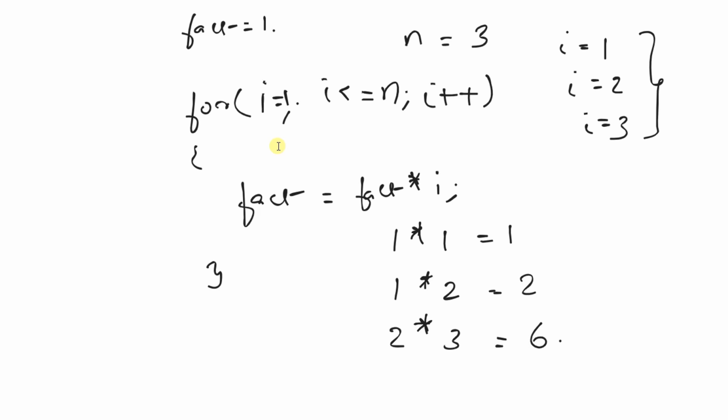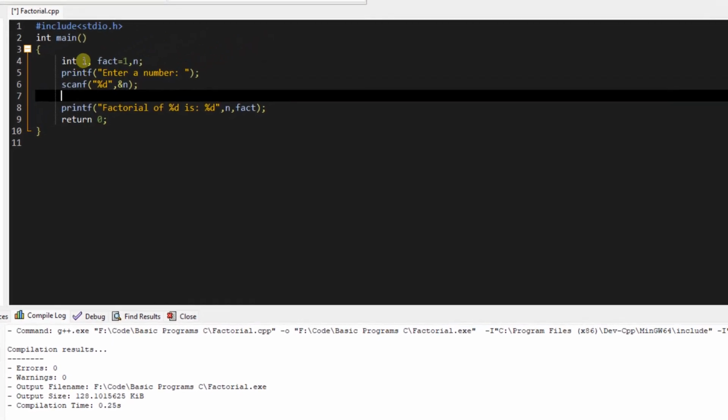It will be 6. So this is the final factorial value. In the C program, what we are doing is declaring an i variable for the loop, and fact is equal to 1 as that particular factorial integer value, and n is a number which we are going to get from the user. Then printf and scanf as normal statements, and then we have to write the logic for finding the factorial of that particular number.